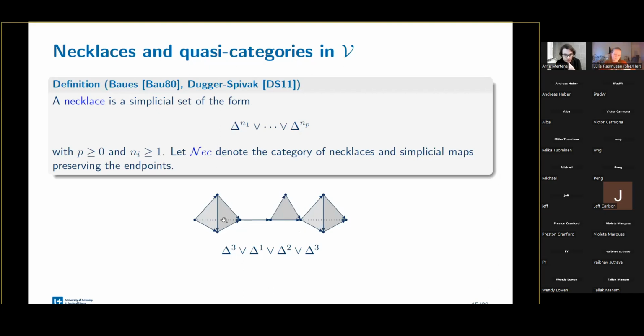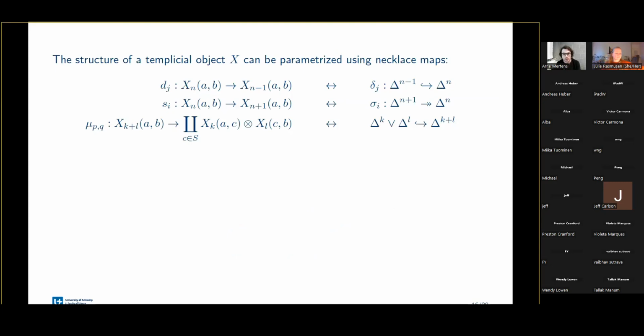So it's each time a simplex joined at another simplex at a point: the last vertex of the first simplex to the first vertex of the next simplex. And then we call the category of such things Nec. So why would we look at this? Well, precisely because we encountered shapes like this before. Remember, the co-multiplications take a simplex and pull it apart into a simplex joined at another simplex, but that's precisely a necklace. So indeed, these necklaces can help us describe the structure of a templicial object more easily or more compactly.